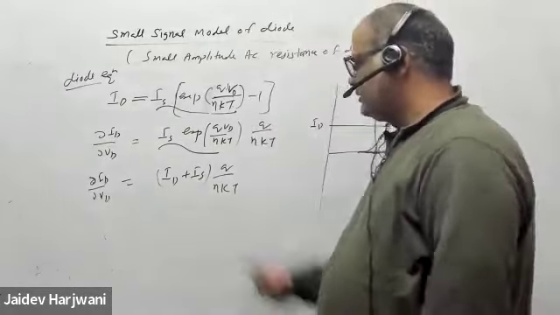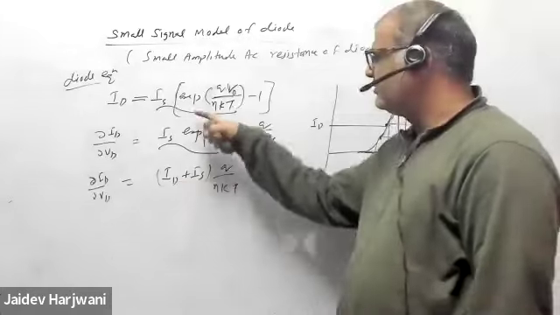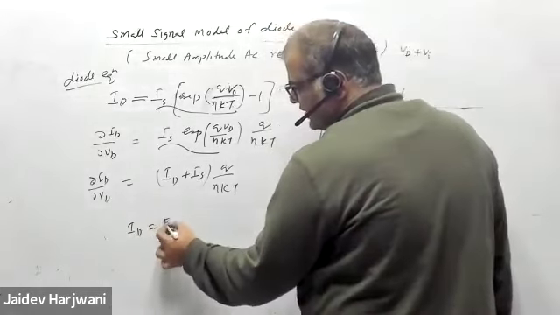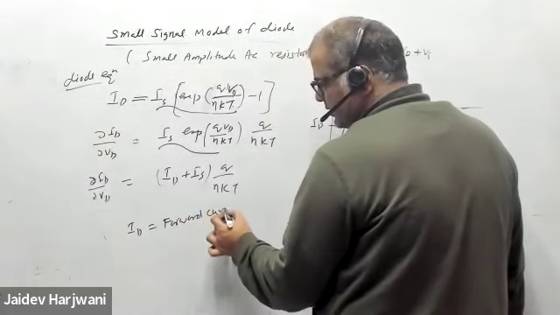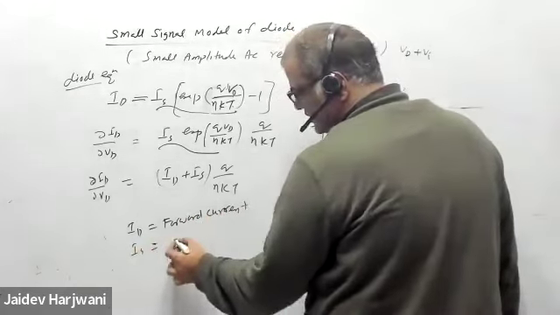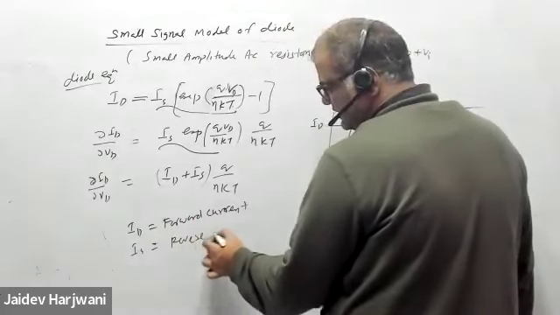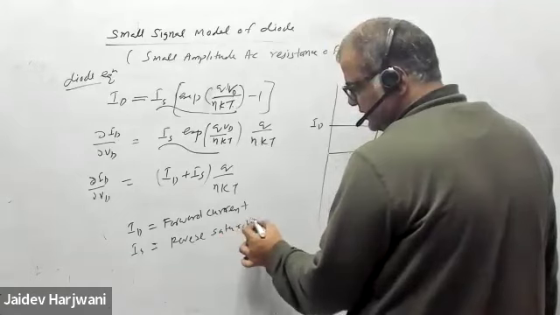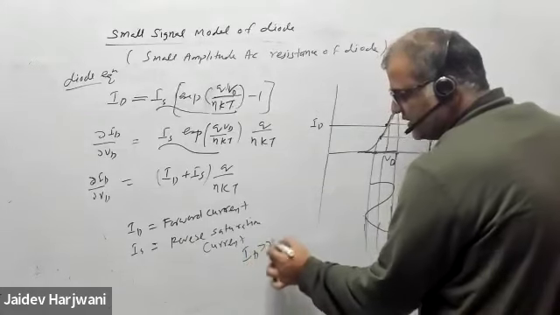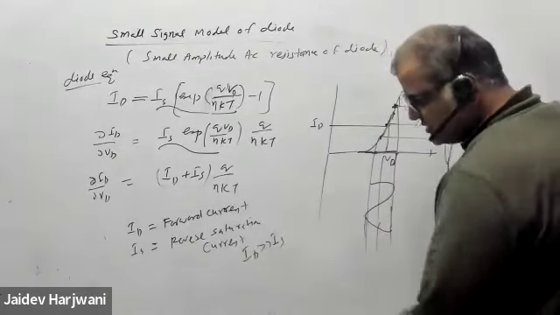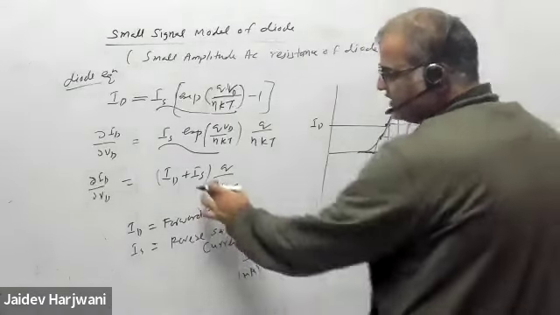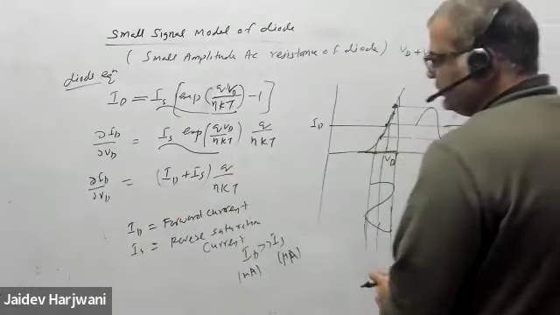I can write this like this now, from this equation. Now ID is the forward current, and IS is the reverse saturation current. Your ID is always greater than IS. IS is in microampere, and ID is in milliampere. So I can always neglect IS compared to ID.